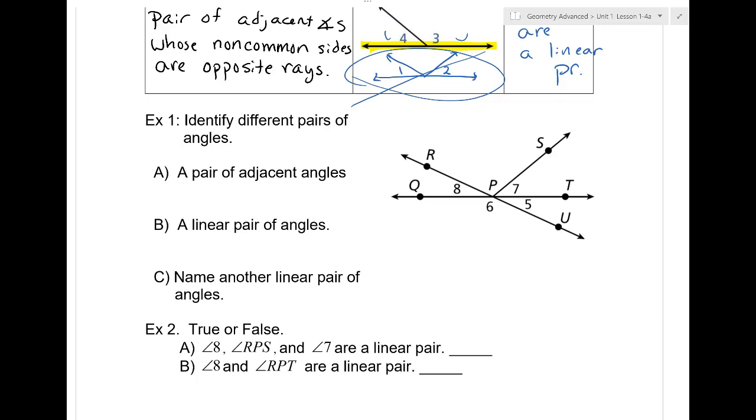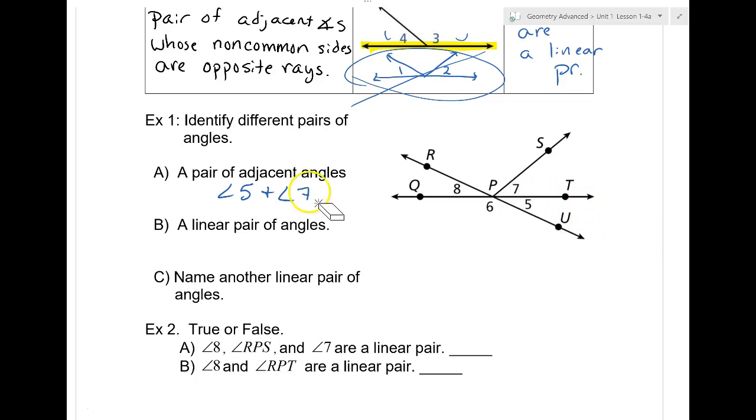So here it says, on part A, a pair of adjacent angles. Raise your hand if you got a pair of adjacent angles you can give me here. Yes. Angle 5 and 7, because they have a common vertex and they share that common side. Now, did everyone use angle 5 and angle 7? Did any of you use something different? Katie, what did you use?